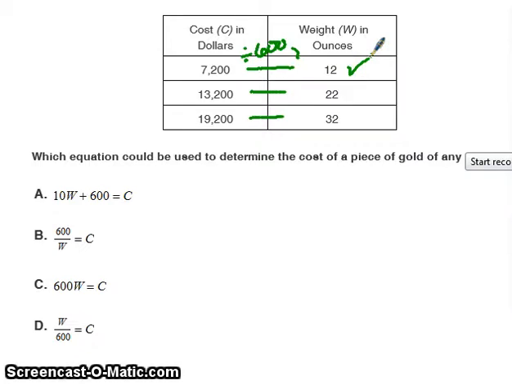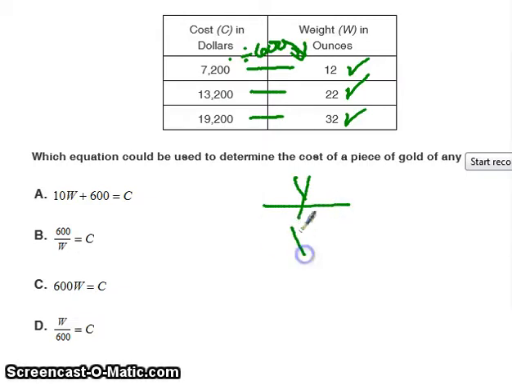13,200 divided by 600 is 22. That one checked out. 19,200 divided by 32. That is also 600. So I'm dividing by 600 from here to here. Okay. Now, if you didn't know that, how could you figure it out? If you weren't a math teacher and you didn't know your multiplication facts, how could you figure that out?